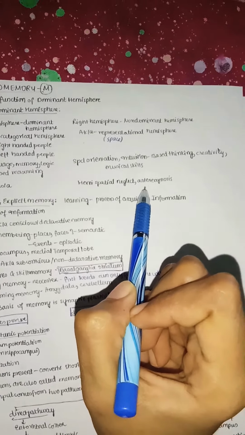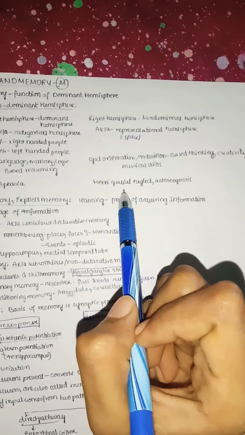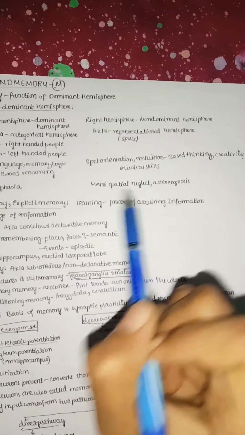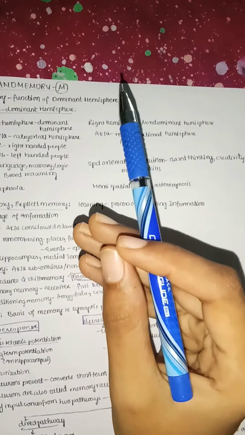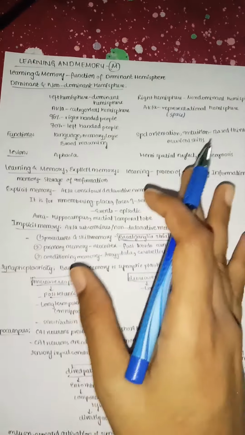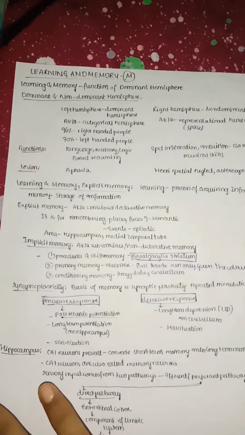So astereognosis and hemispatial neglect is seen mainly in lesions of the non-dominant hemisphere. Hemispatial neglect means a person only shaves one side of his face like that, so he will neglect the other side of the face. So this is about right hemisphere lesions.